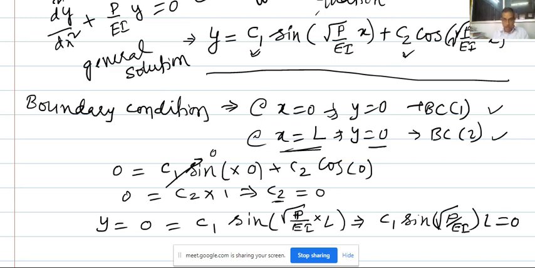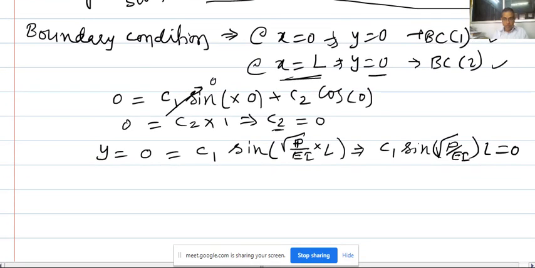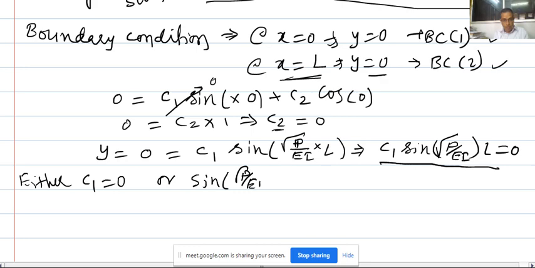Now try to understand. So I cannot find out C1, right? Because it is like a trivial solution. If you look carefully, this is the equation I got finally. That means either C1 is equal to 0 or sin of root P by EI into L equal to 0. Either one has to be 0, both cannot be 0, right? Let us see whether C1 is equal to 0 possible or not.